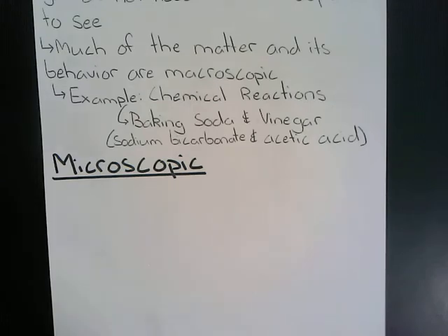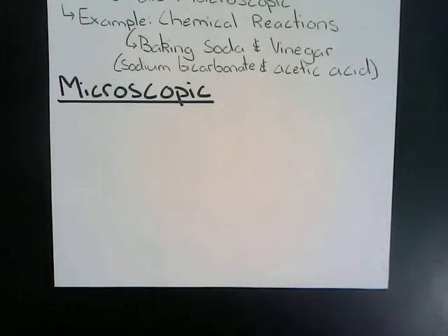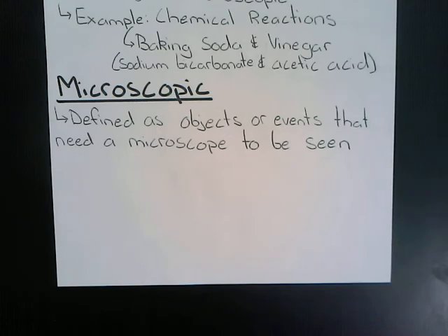So again, the example that we saw was a chemical reaction between baking soda and vinegar, or, using their chemical names, sodium bicarbonate and acetic acid. Now, what we have here is the microscopic term, and the microscopic term is defined as objects or events that need a microscope to be seen. So we can't see these microscopic events just by looking with our naked eyes. And we have to remember that many microscopic objects are composed of millions of atoms.